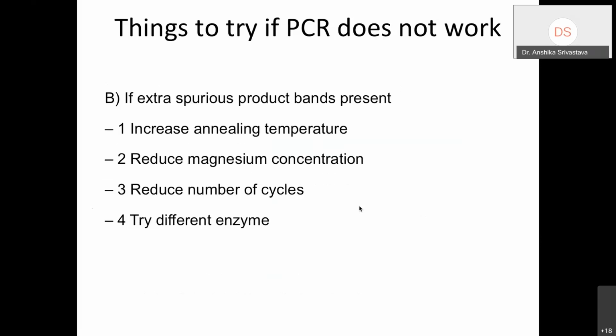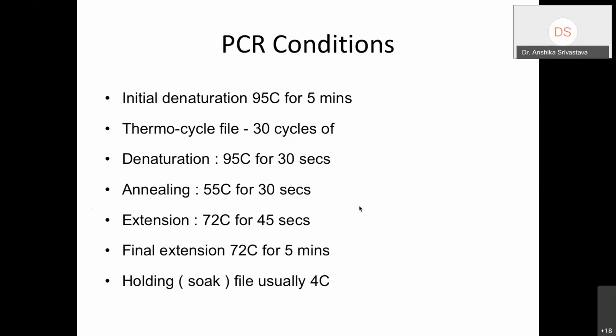Or if you have extra spurious product bands present, then you would try to increase the annealing temperature, because you don't want unnecessary bands in your gel. You would try to reduce the magnesium chloride and reduce the number of cycles. Try maybe a different enzyme. So this is an example of the PCR conditions that you can start with when you're trying to begin your experiments.